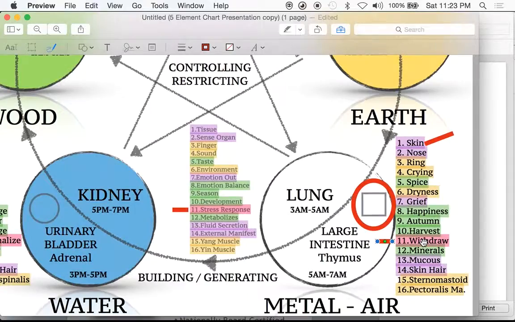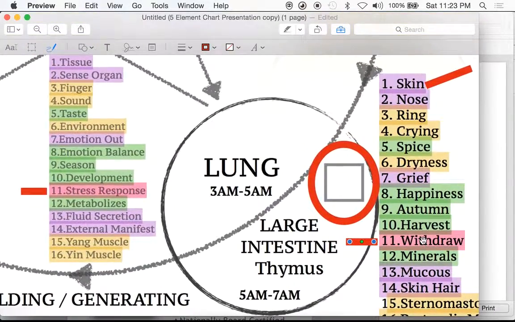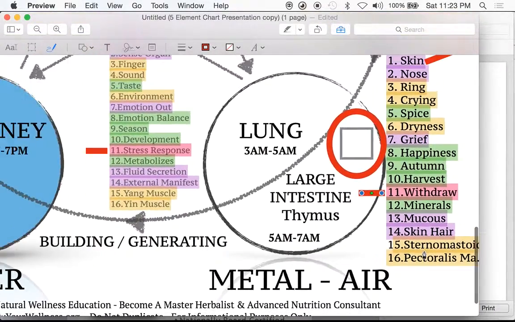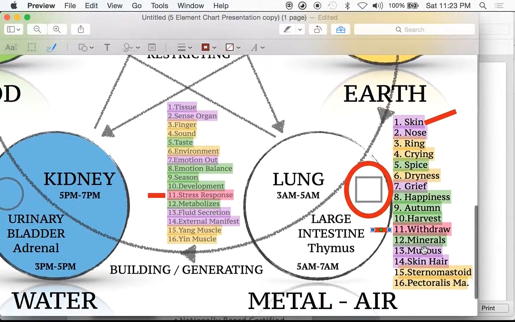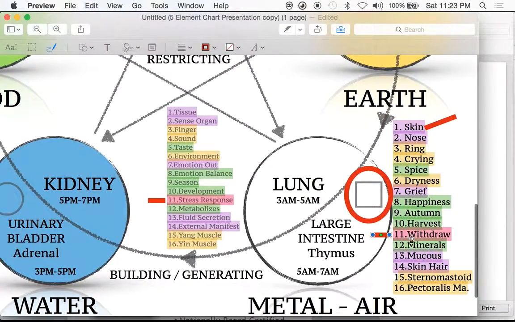So the dominant reaction for a metal air element is going to be withdraw. Now, that doesn't mean they can't explode or do all the others, especially whatever their secondary is, but the most common one will help give an indicator. It doesn't mean that you just tell them that's just who you are and you just have to get used to withdrawing. The idea is once people understand that that's their physiology's natural stress response, then when they start feeling those tendencies, that can be an indicator that they're reaching their max limits, shall we say, in the stressful situation.